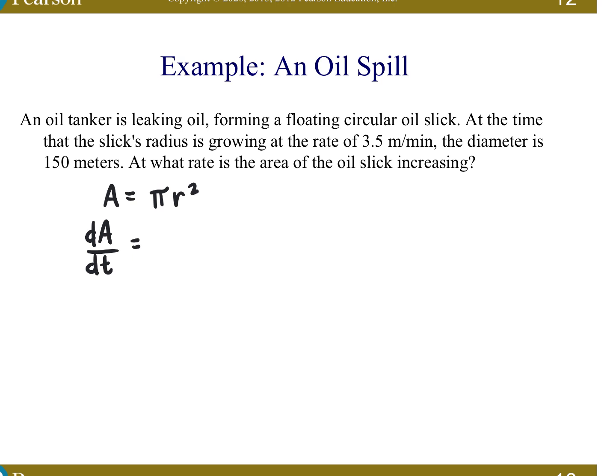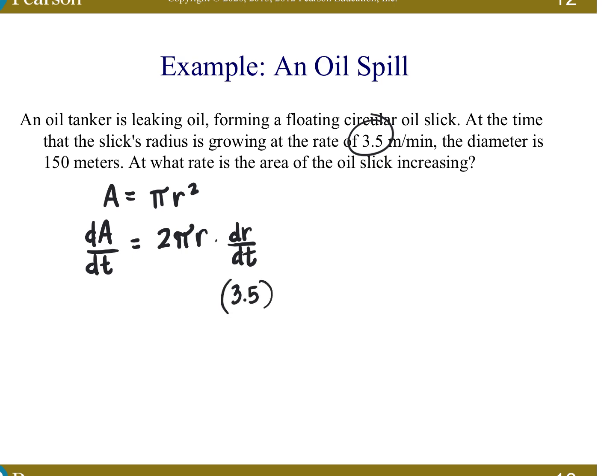The only variable we have here is r, so my derivative is going to be 2 pi r, which everybody should know, the circumference, times the variable changing, the rate of the radius changing. The radius is continually changing in this problem, which affects the area. Then we drop our values in. Where do I put the 3.5? At the dr/dt. So 3.5 goes here.